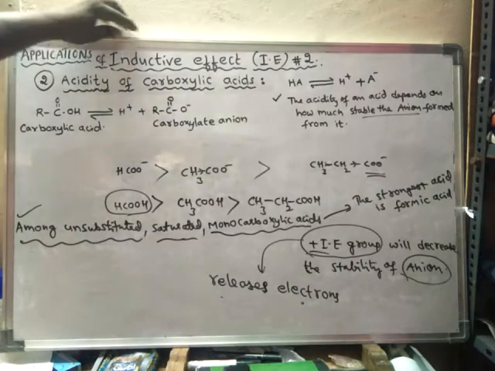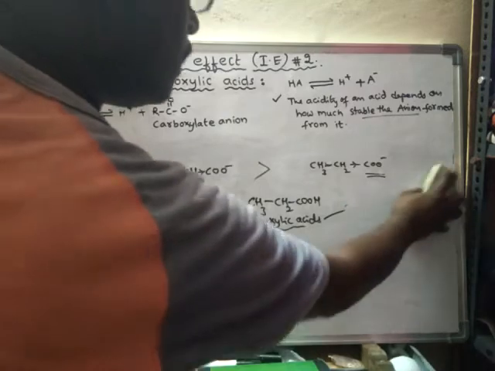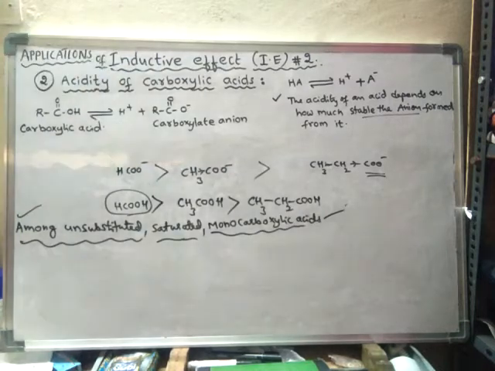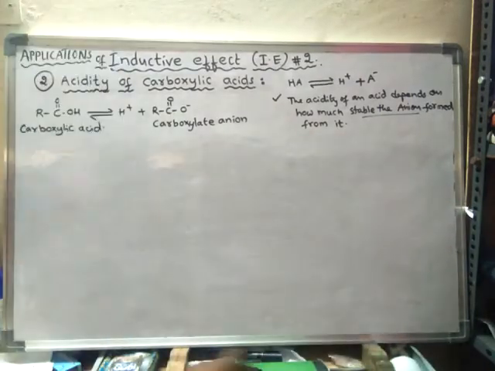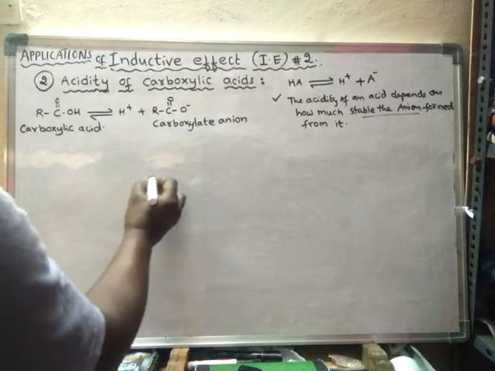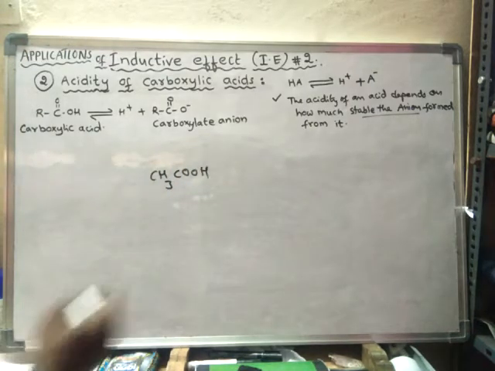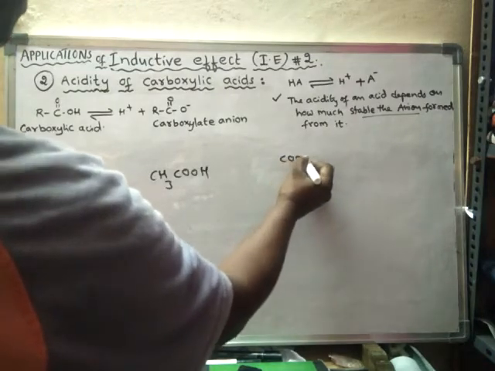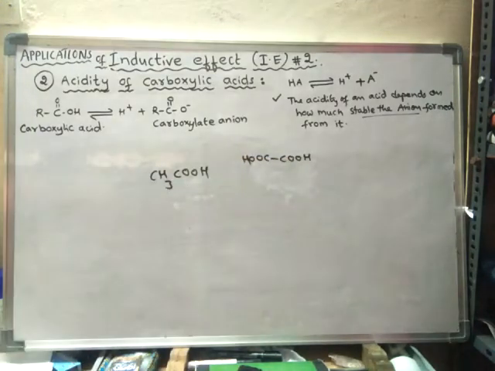Now we'll compare the monocarboxylic acids with the dicarboxylic acids. So these are all monocarboxylic acids. For example, CH3COOH, acetic acid, is a monocarboxylic acid, and this is oxalic acid, COOH COOH, a dicarboxylic acid.